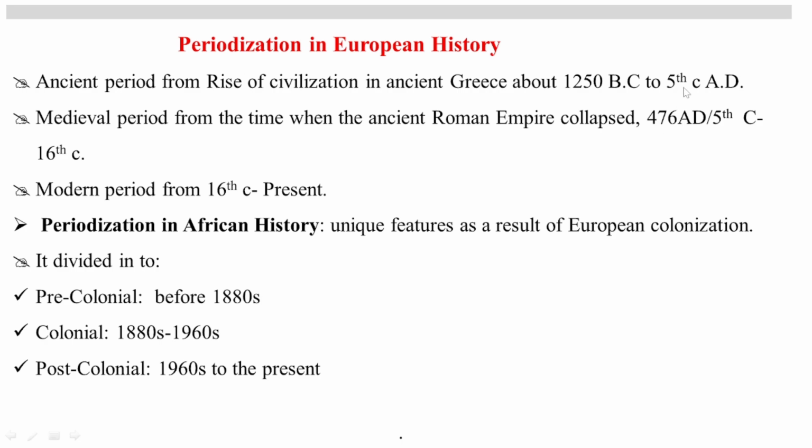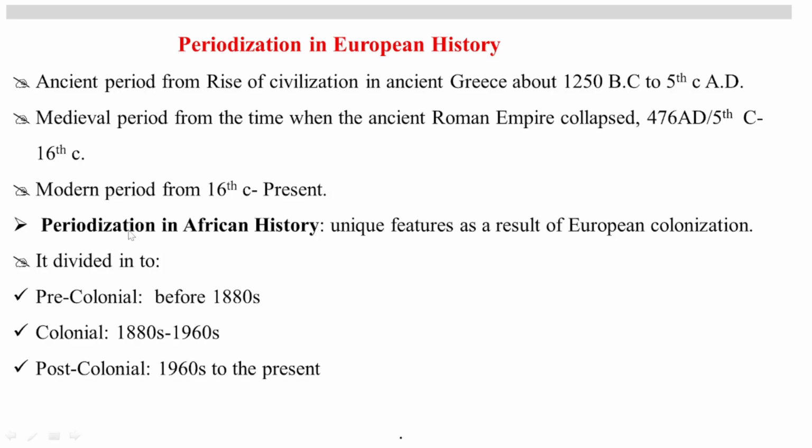This is called ancient Europe. Medieval period, when you say, is from 476 AD to the 16th century. Modern period means from the 16th century to the present. This is periodization in European history.